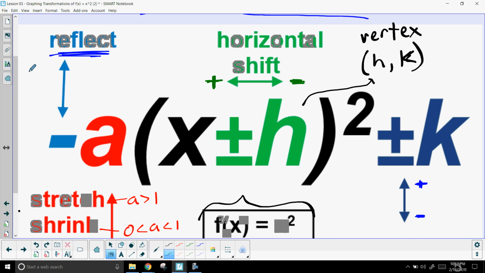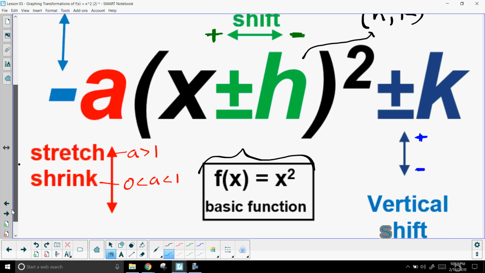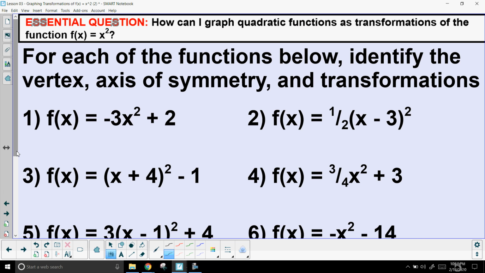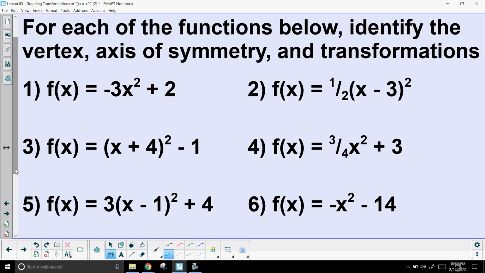Let's look at some examples. For each of the functions below, identify the vertex, axis of symmetry, and transformations. Our video is getting too long. We need to wrap this up. So pause the video, copy, try them out. Use the cheat sheet we just copied.